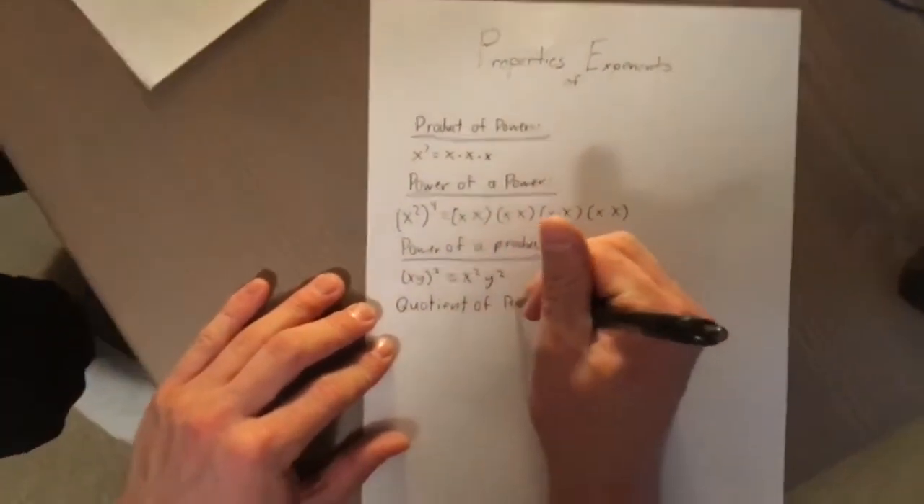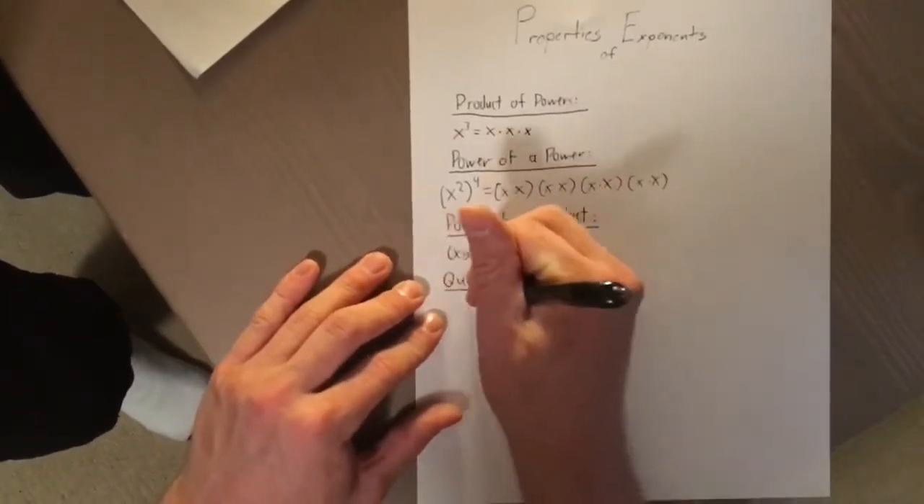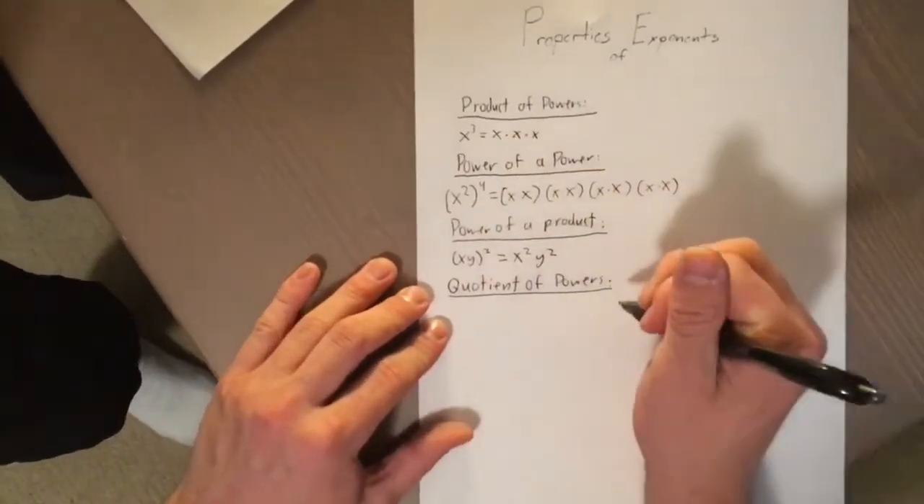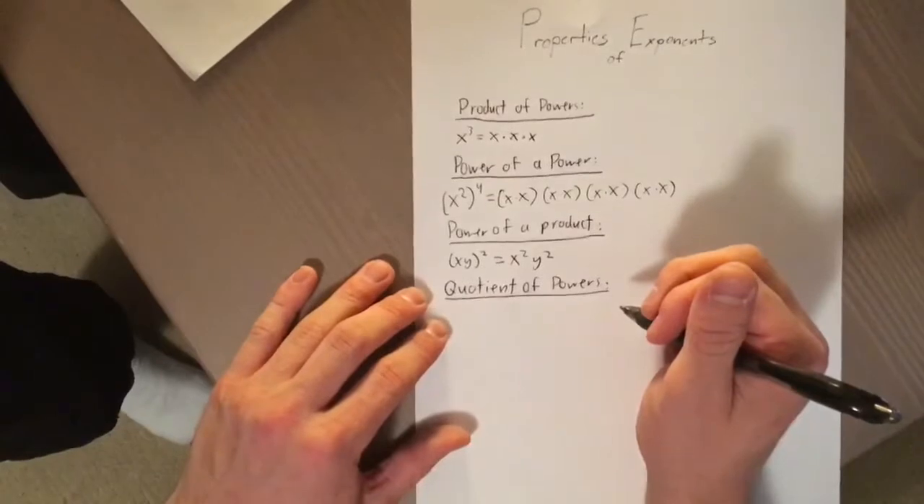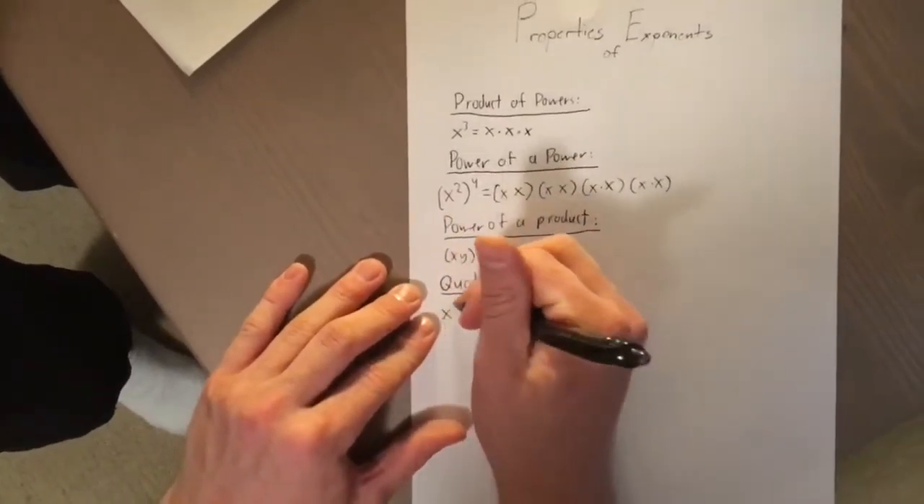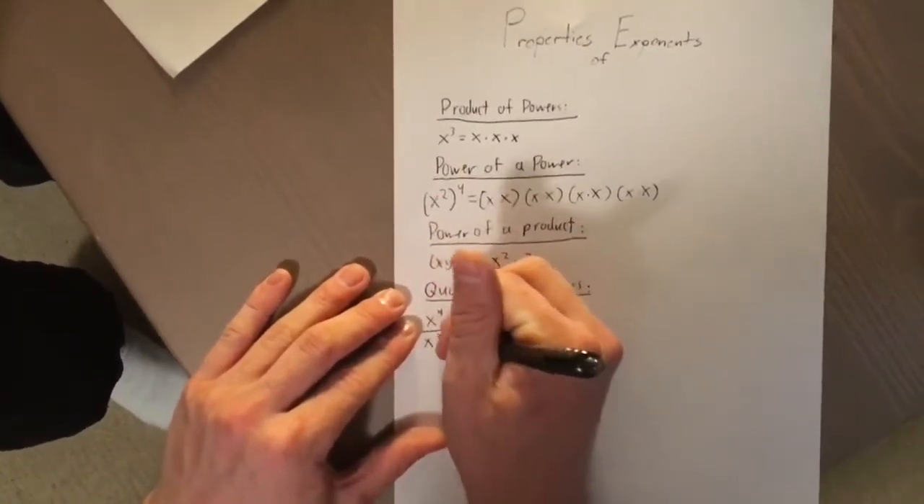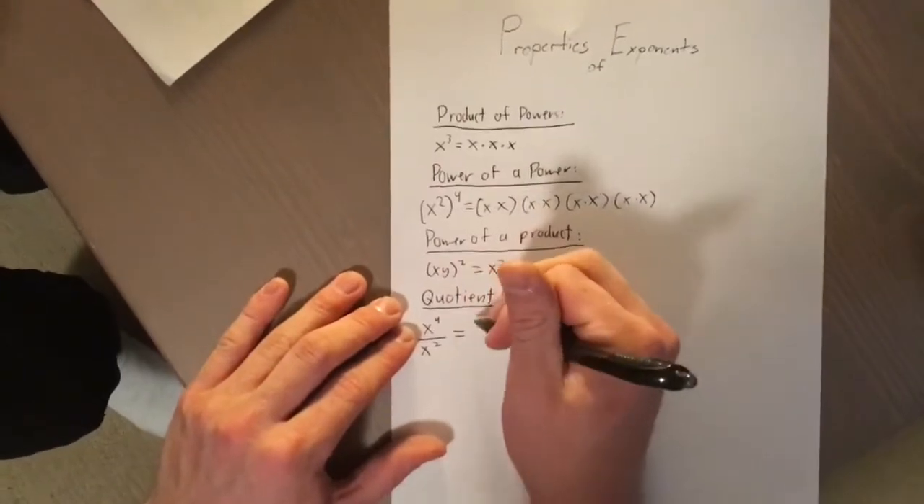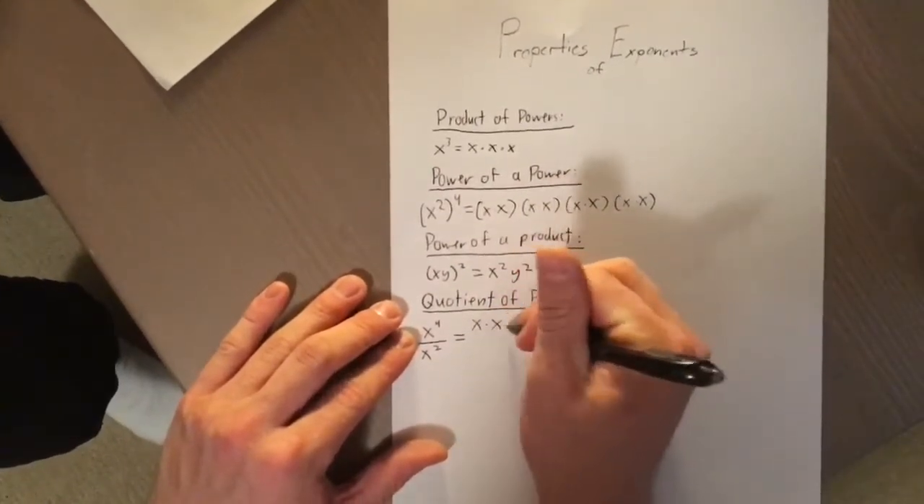The next property is the quotient of powers property. This property states that when two numbers of the same base are put to exponents in a fraction, you subtract the number in the denominator from the number in the numerator to find the final result.